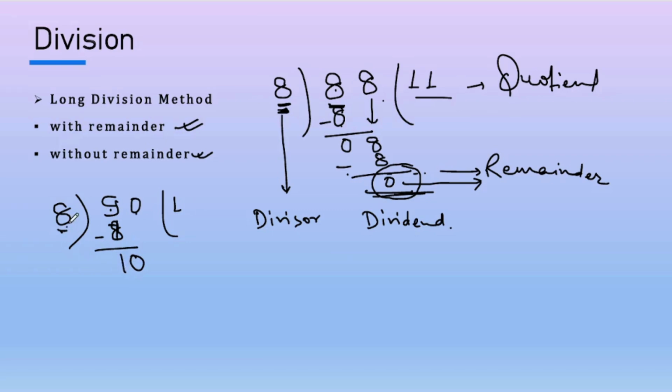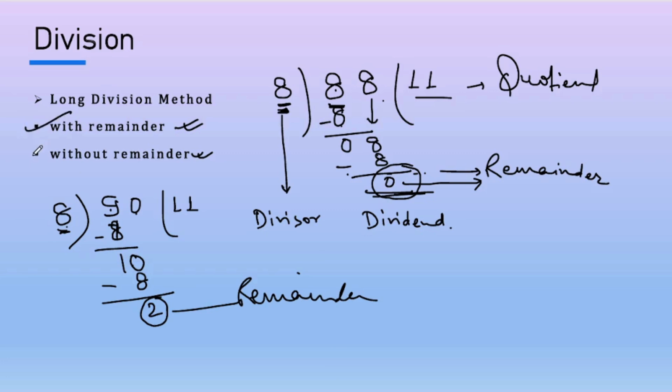Can 10 be divided by 8? Yes, because 8 is lesser than 10. It can be divided. How many times? Once. So 10 minus 8 is 2. So here in this example, 2 is the remainder.